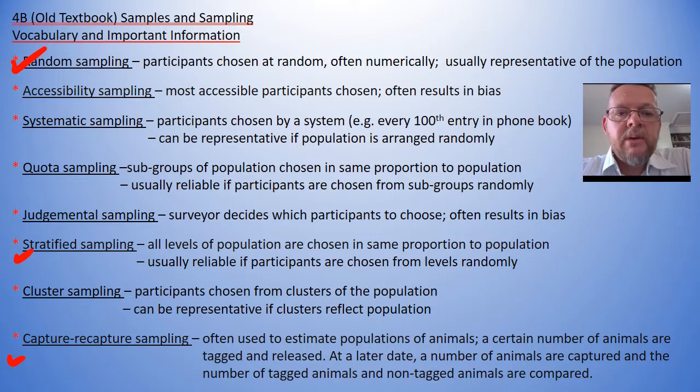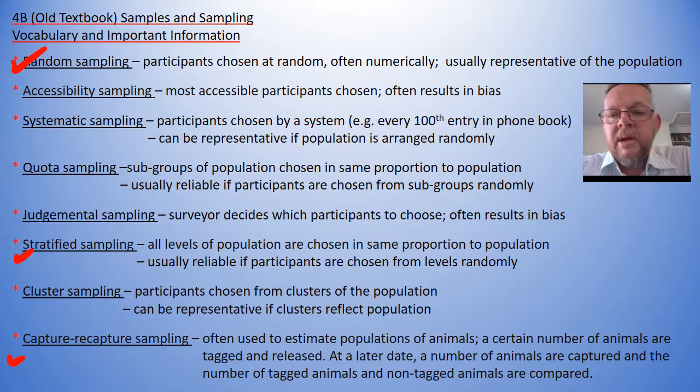So a random sample is when participants are chosen at random, often numerically, and they're representative of the population. Accessibility sampling, well, that's just when you go and find the most accessible participants. For example, if I'm in my staff room, I need to ask 20 students about something, I'll just walk out of the staff room and go to the nearest location or the first 20 students I come across.